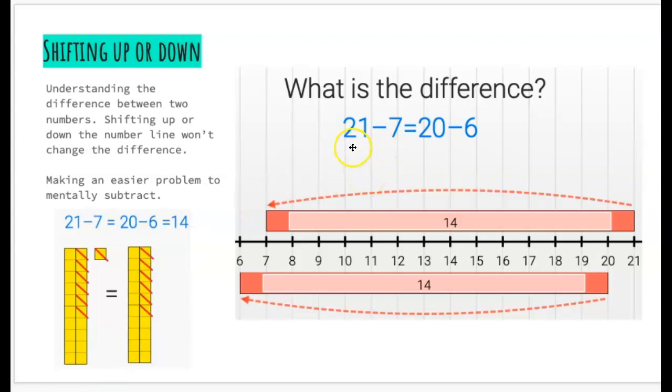Here, if we have a problem like 21 minus 7, we can see that the difference between 7 and 21 is 14. So in order to make this problem a little easier to solve mentally, we could shift this 14 down 1 on the number line to 20. And you can see that the difference between 20 and 6 is also 14. And here's another illustration of how this works.